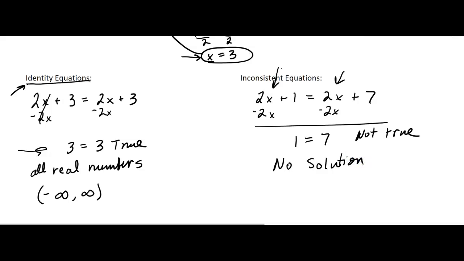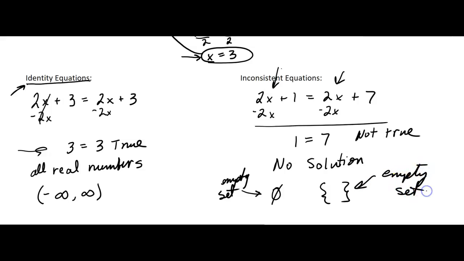Sometimes they'll write out no solution. If they want it written a different way, you can use the empty set, which looks like that. Please don't make your zeros look like that. I know in computer classes sometimes they do that, but this is called the empty set. Another way to write the empty set is you put those set brackets, but you don't put anything inside. So that's also the empty set. And sometimes, like I said, they just write out no solution. So it means there is no solution for this equation. There's no value for x that's going to make it true.